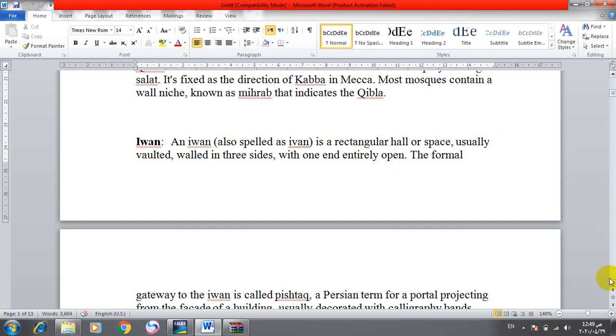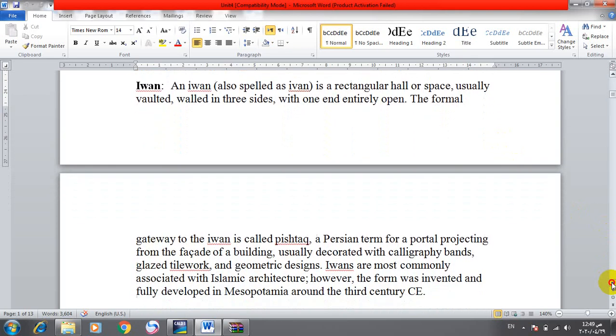The formal gateway to the iwan is called Pishtaq, a Persian term for a portal projection from the facade of a building, usually decorated with calligraphy bands, glazed tile work, and geometric designs. Iwans are most commonly associated with Islamic architecture. However, the form was invented and fully developed in Mesopotamia, Bilad al-Rafidayn, around the 3rd century.